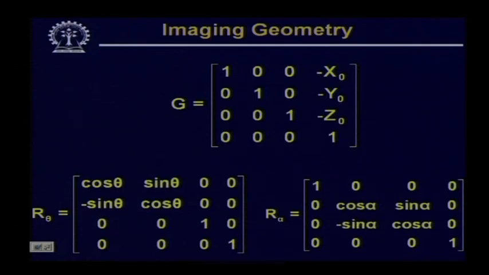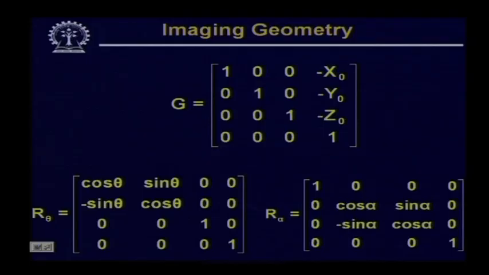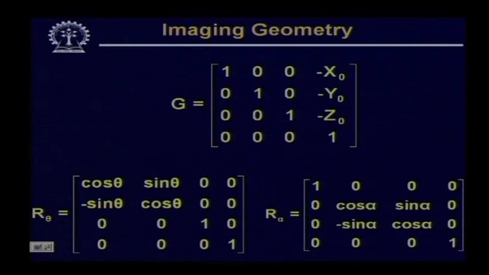The pan of the x axis of the camera coordinate system by an angle theta is given by the transformation matrix R theta, where R theta in this case is cosine theta, sin theta, 0, 0, then minus sin theta, cosine theta, 0, 0, then 0 0 1 0 and 0 0 0 1. Similarly, the transformation matrix corresponding to the tilt by an angle alpha is given by the other transformation matrix R alpha, which in this case is 1 0 0 0, 0 cosine alpha, sin alpha, 0, then 0 minus sin alpha, cosine alpha, 0, and then 0 0 0 1.